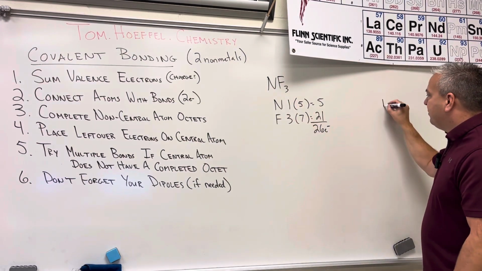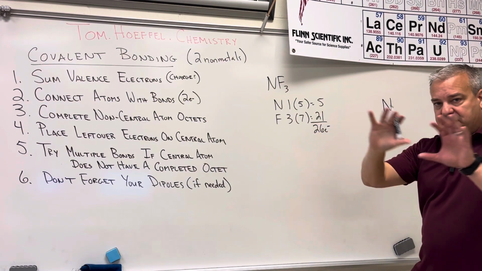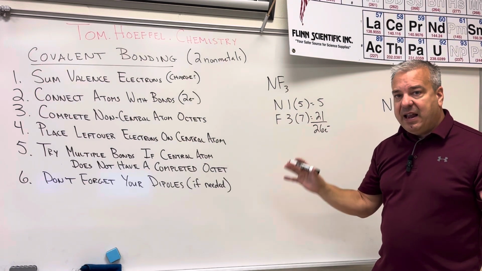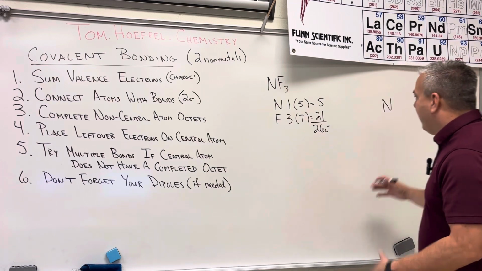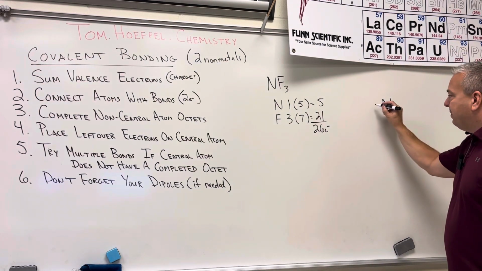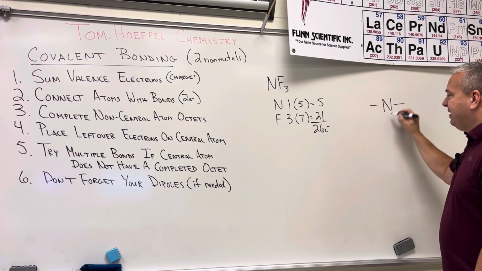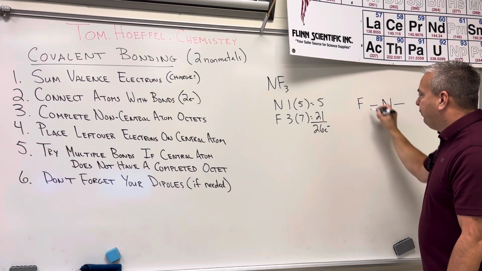So I'm going to put the nitrogen in the center, and then I'm going to surround it with 3 fluorines, and I'm going to connect them with a line or a dash. It doesn't matter which sides you pick. I'm going to pick the left, the right, and maybe the bottom for my fluorines.